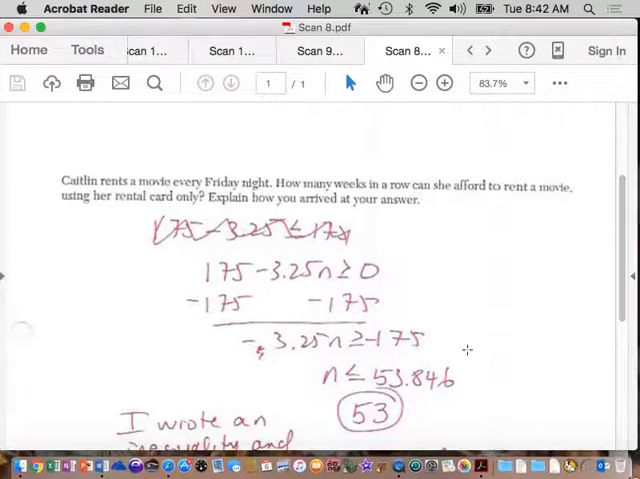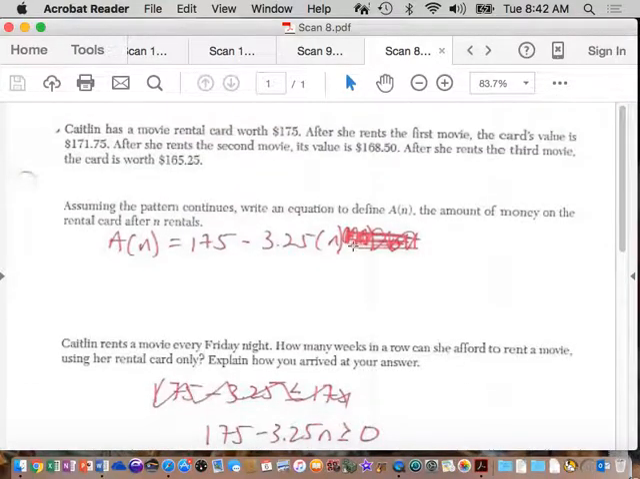Jordan? Wouldn't it be n minus 1? No, it's not n minus 1 because the 175 is the amount on the first week.